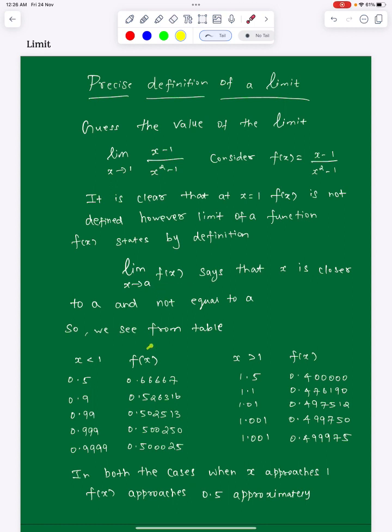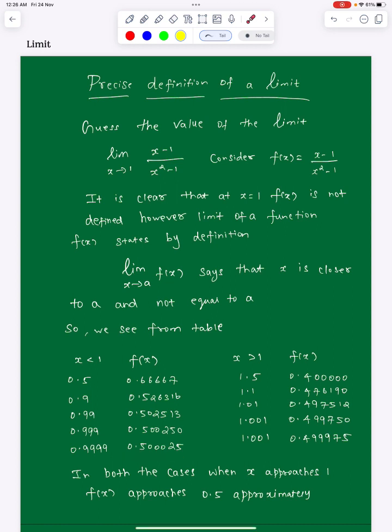Now we can see from the table there are some values of x lesser than 1 which give values of f of x approaching the limit, and there are some values of x greater than 1 which also approach the limit for f of x. For x equal to 0.5 it is 0.66667, for x equal to 0.9 it is 0.526316, and for x equal to 0.99 it is 0.502513. Like that it goes.